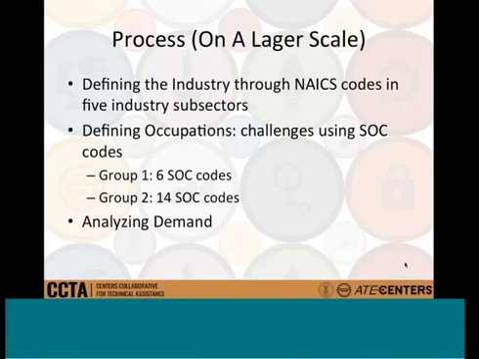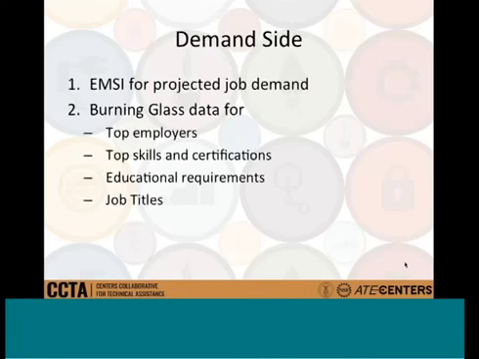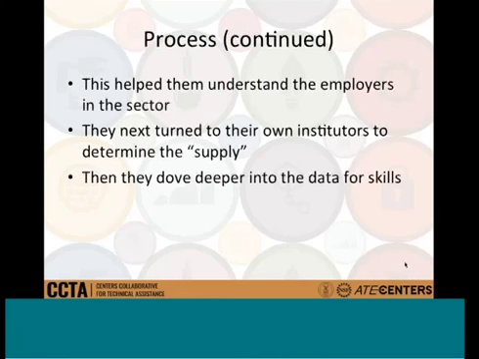Now they said, okay, we've got this defined. Let's go ahead and analyze the industry demand. That was their next step. So what they did is they used EMSI for projected job demand. And sure enough, they used Burning Glass for the top employers, the top skills, the educational requirements, and the job titles. So they did this analysis. They turned the crank. They got out their Burning Glass and EMSI analytics. What this really did was help them understand who the employers were, because they could identify them if they didn't know them. So they got the demand.